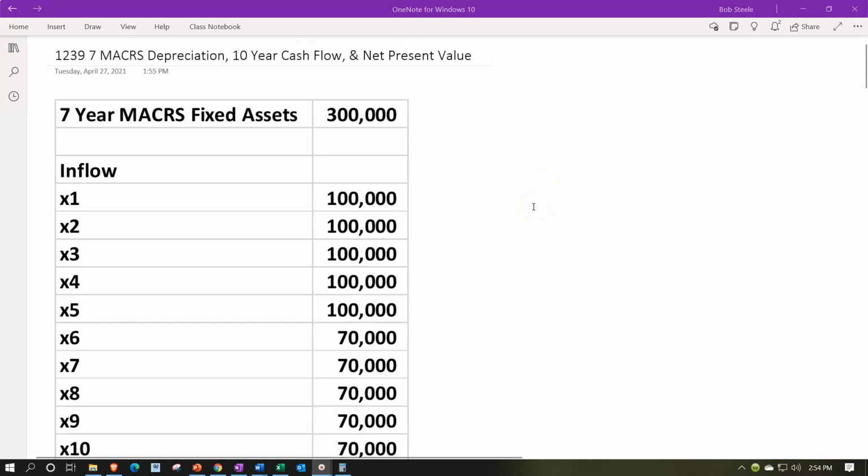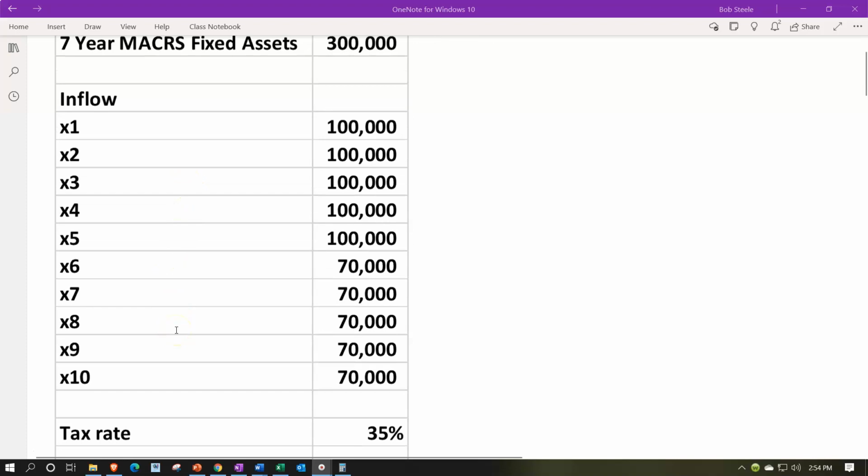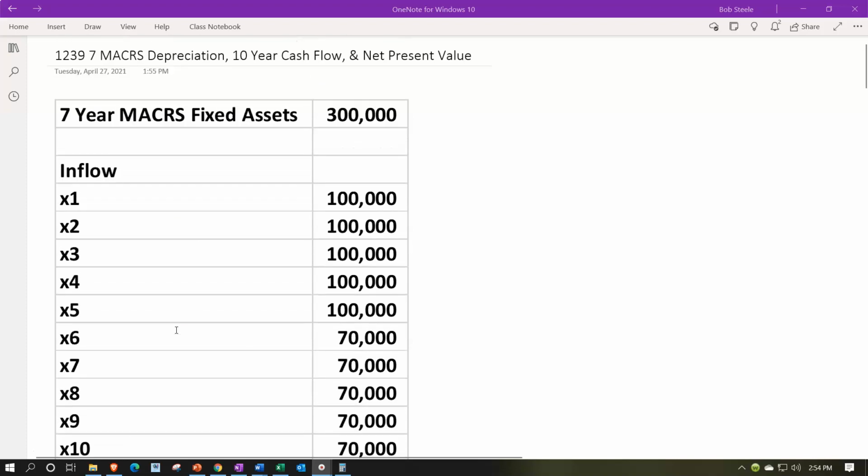Another comprehensive type problem taking in multiple concepts that we've seen in the past. This time, however, we have the 7-year MACRS fixed asset and we have 10 years of cash flow, which outpaces the period in which the tax depreciation will cover. So those are some of the newer components here.